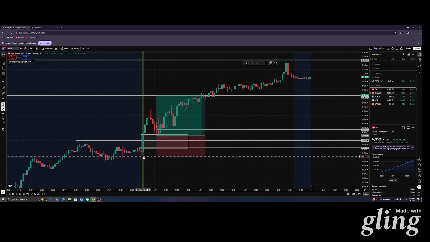The key takeaway here isn't the money, it's the process. Bias first, higher time frame structure, wait for the price to come to you. Don't be chasing the price.